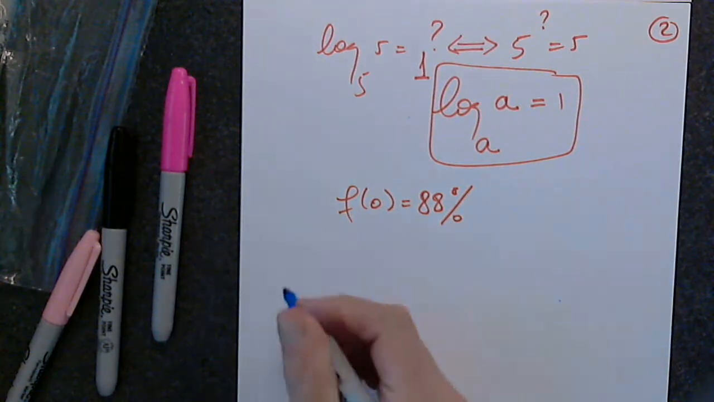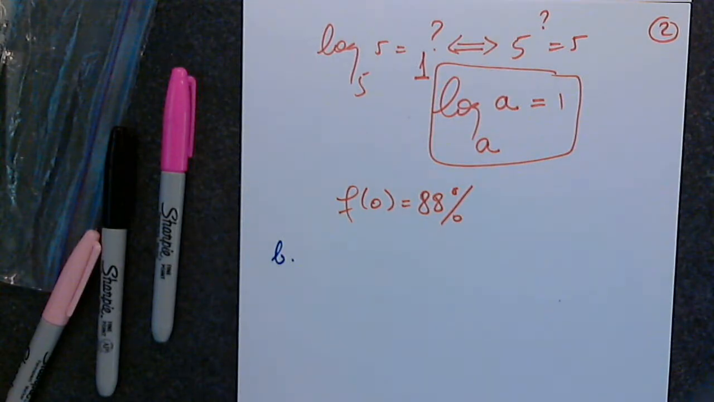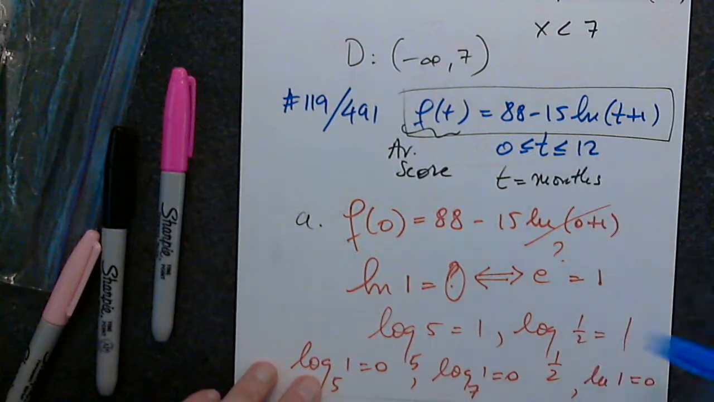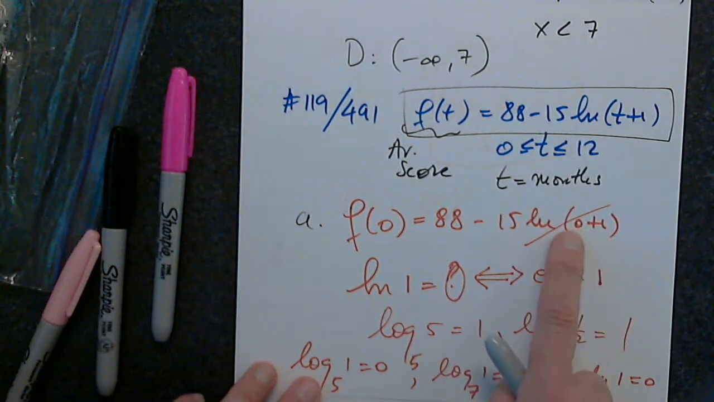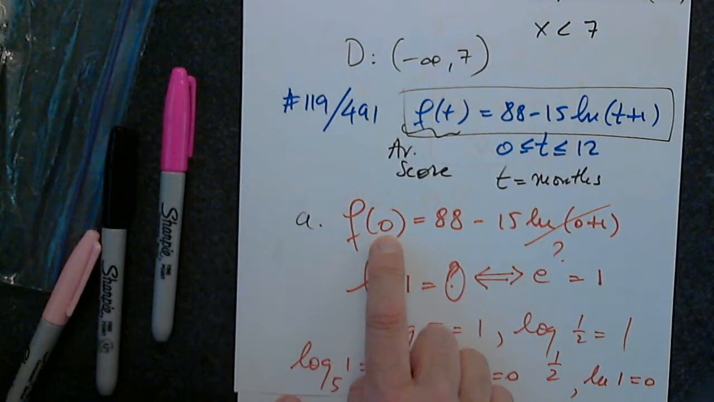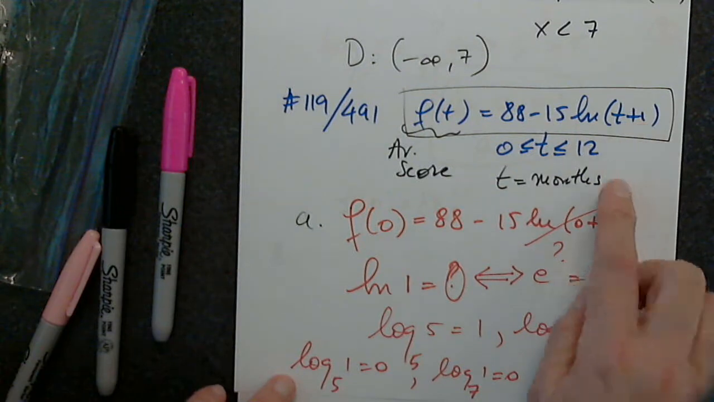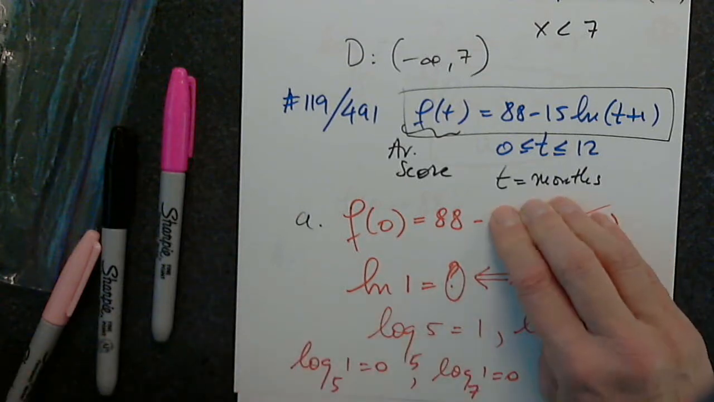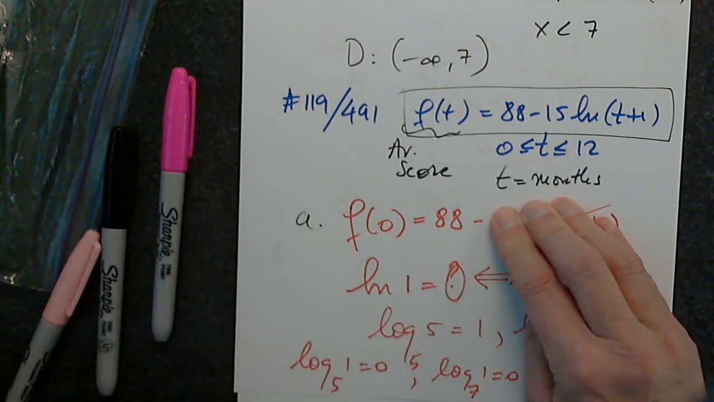Part B. Any questions? Yes, let's go back. I don't know where I got lost. I understood when we were getting the natural log 0. Is it clear that this becomes 0 because it's natural log of 1? So f of 0 is what we are looking for. And then 0 plus 1 is 1. But natural log 1 we just determined is 0. And 0 times 15 we just said it's 0. And 88 minus 0 is 88.